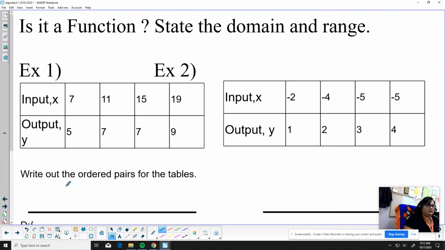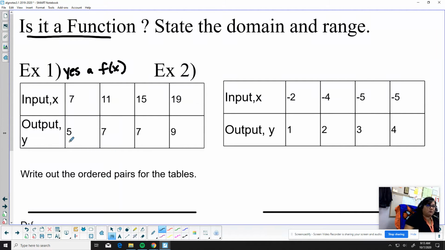Okay, so if we go down next page here, is it a function? Well, let's look. If we state the domain and the range. So is it a function? Well, this is the x because it's the input. And I look at all of these. These are all different, 7, 11, 15, and 9. So this is a function. So yes, a function. And I'm going to abbreviate function f(x).